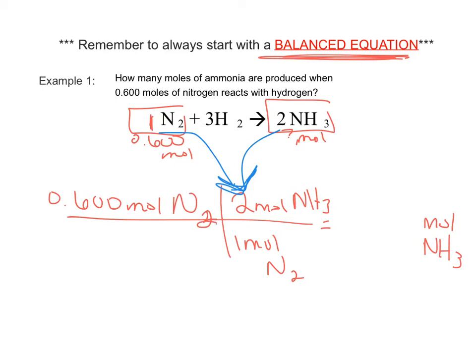Because if we had just put 1 mole on the bottom and 2 moles on top, we wouldn't know what. That's not a conversion, right? 1 mole is not equal to 2 moles. In this case, with this chemical reaction, 1 mole of nitrogen is equal to 2 moles of ammonia. So you do have to now put the substance in there. If you don't, it's not going to be clear what you're converting. So our answer to 3 sig figs would be 1.20 moles of ammonia.